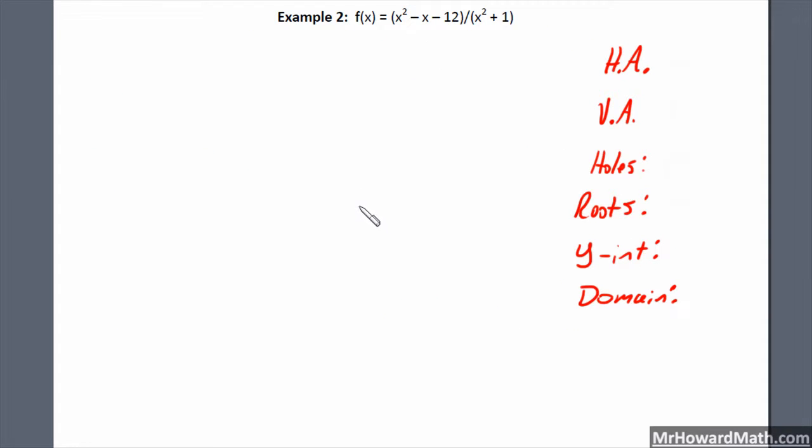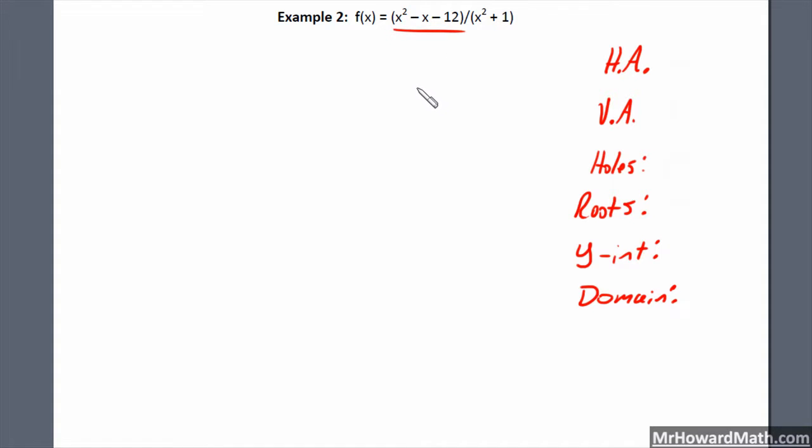So the first thing that we need to do is factor this completely. So the denominator actually will not factor. x squared plus 1 will not factor. It's not going to cross the x-axis. If we think about just x squared plus 1 on its own, that would be a parabola that's moved up 1. So it has no roots, therefore it will not factor.